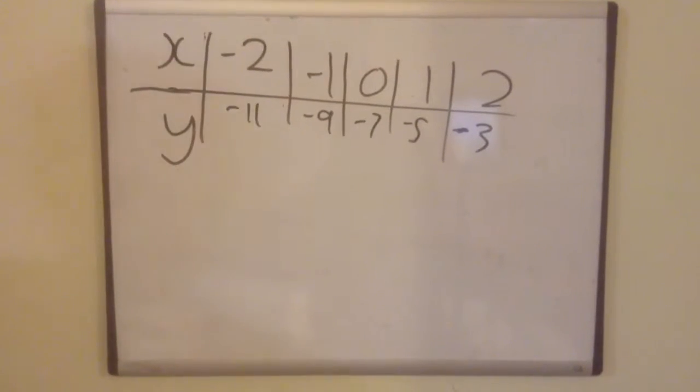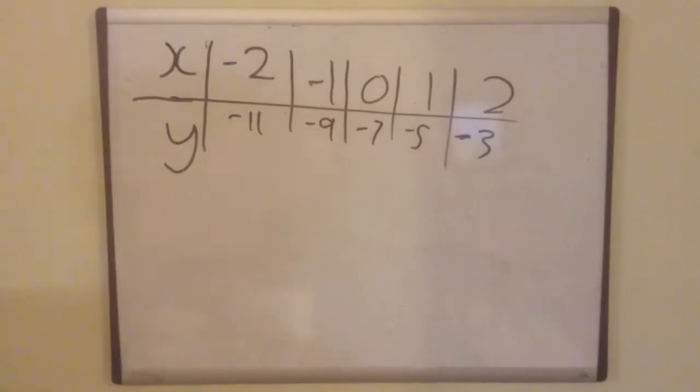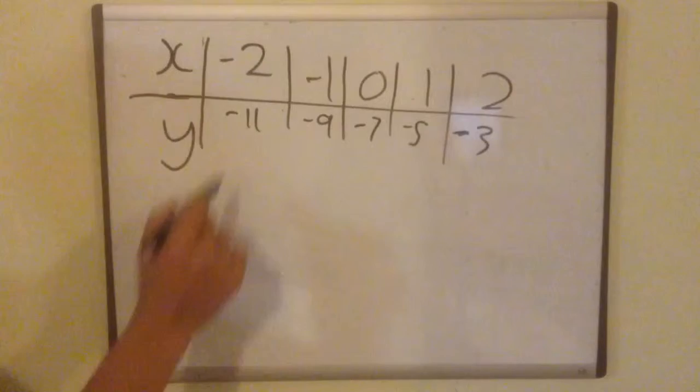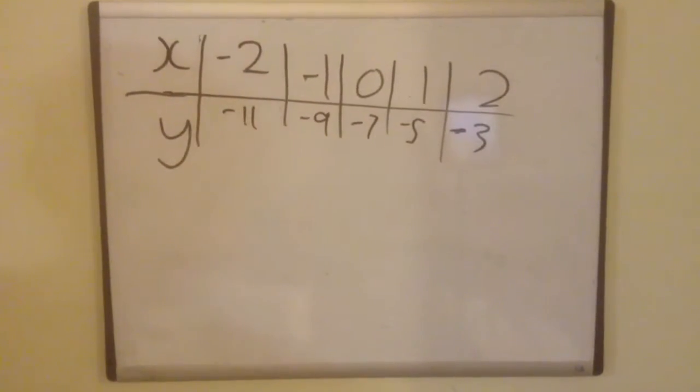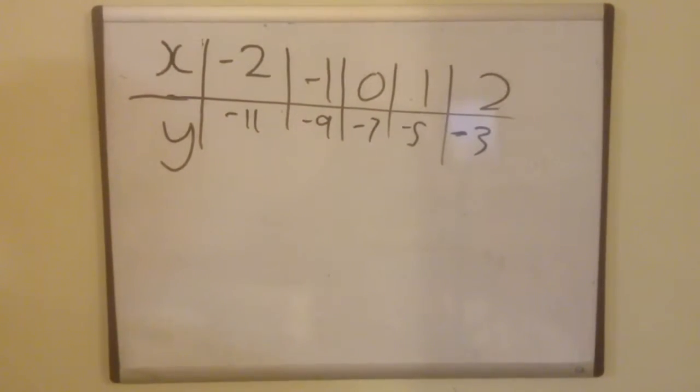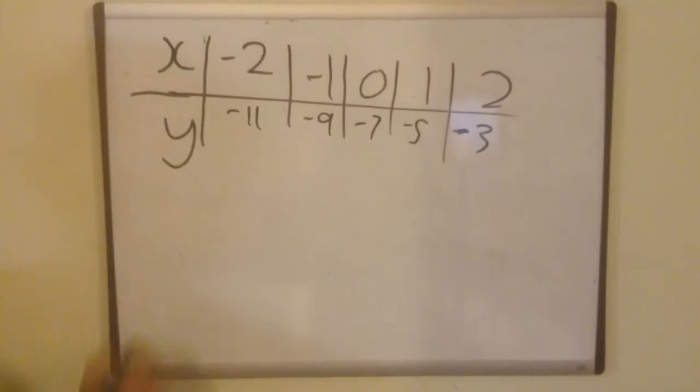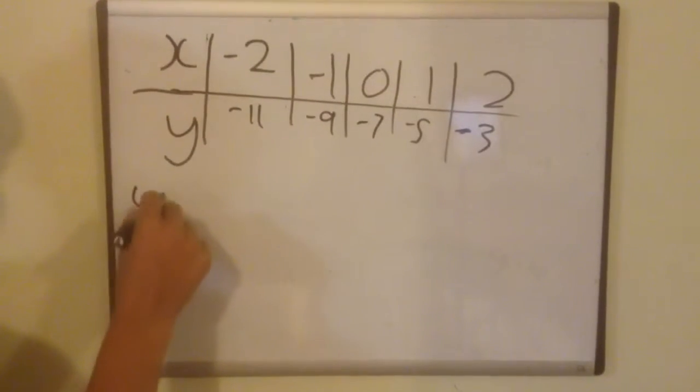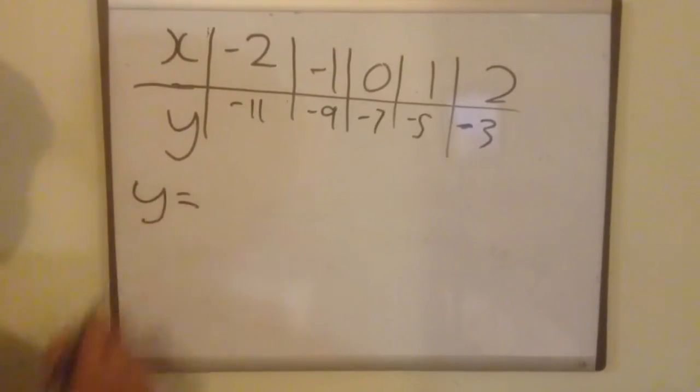Finding the rule for linear relationships. Here we are going to find the connection between each of these pairs, the x and y values. So, to start off with, we'll note down our linear equation. We'll write it as y equals for now.